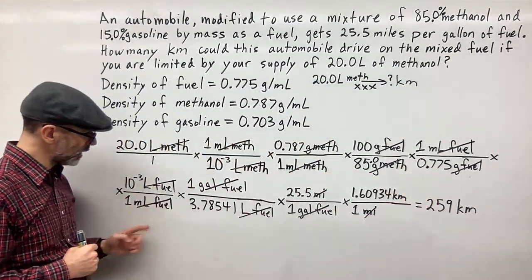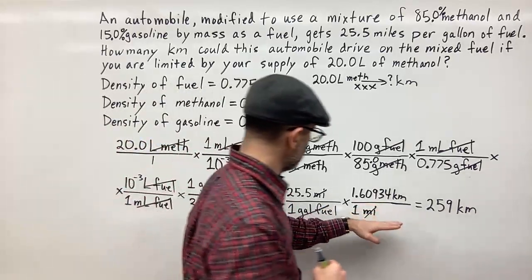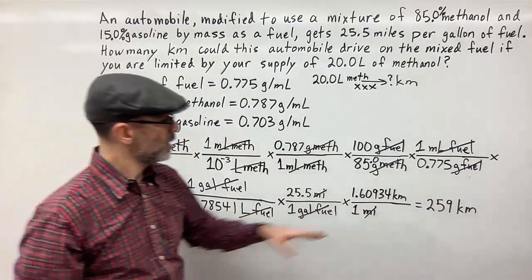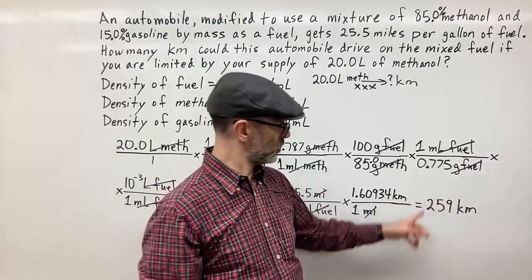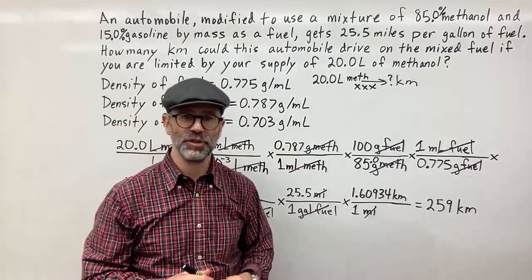This is exact. Here I have 6 sig figs. Here's 3 sig figs. Here I have 6 sig figs. So the least number is 3. That means my answer should have 3 sig figs. So this is rounded to 3 sig figs. And so that's how you get your answer for this problem.